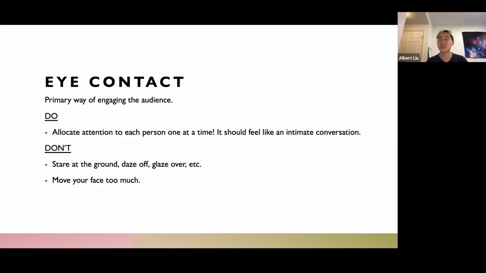Some don'ts with your eyes: you shouldn't be staring off into the ground. You shouldn't be dazing off. You shouldn't have your eyes glaze over like me during lectures. And you shouldn't be trying to move your face too much. Your face should relatively remain stable.